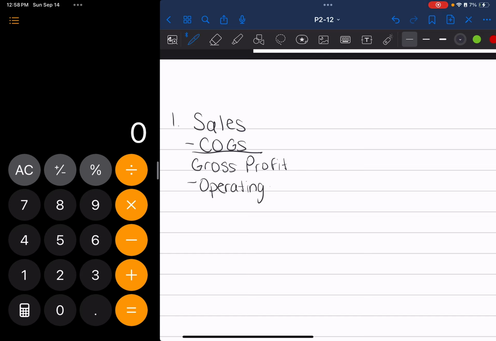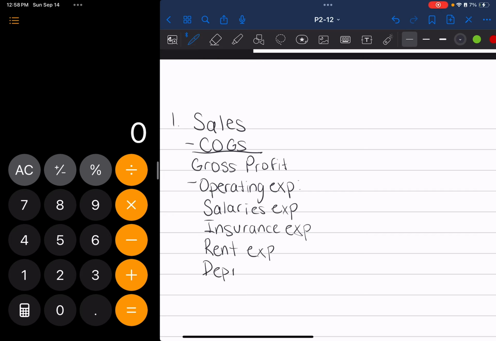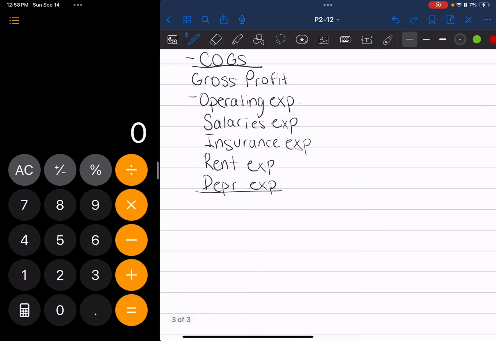So I'll write everything out. I like to write this down to help me make sure I don't miss something whenever I'm pulling the numbers. So there's salaries expense, insurance expense, rent expense, and then depreciation. And then that together would be operating expenses.